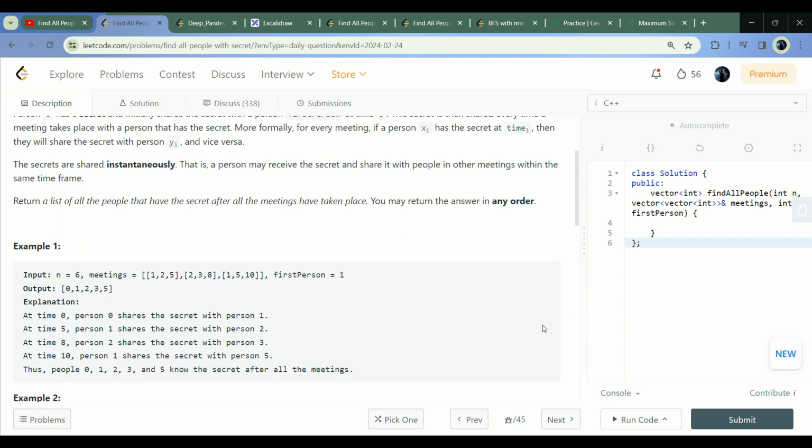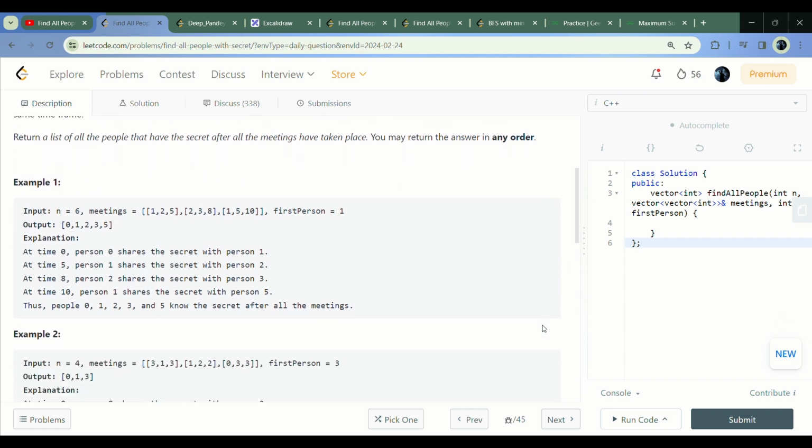Now let us first see example number 1, which says that n equals 6, which means there are 6 people. Now the meetings array is given, where the first value is 1, 2, 5, which means that person 1 is having a meeting with person 2 at time equal to 5. Next, person 2 is having a meeting with person 3 at time equal to 8. Next, person 1 is again having a meeting with person 5 at time equal to 10. And my first person is 1.